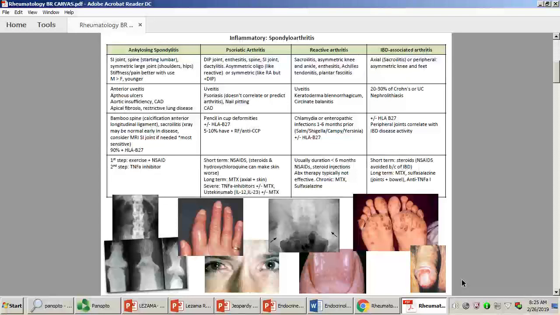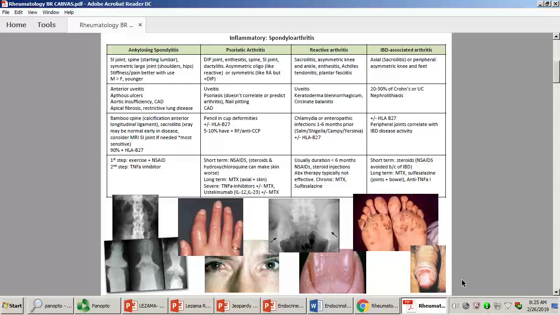Short term, you could try treating with NSAIDs. Steroids and hydroxychloroquine can make the skin worse. Remember with psoriasis, you try to avoid systemic steroids as much as possible because it can cause a rebound worsening of the rash. So we try to avoid systemic steroids at all possible costs in psoriasis.